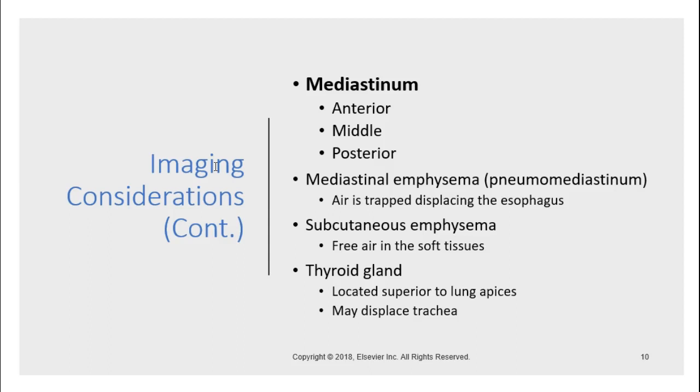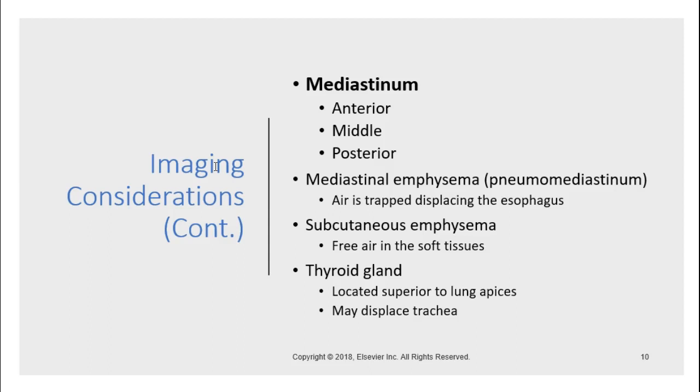Your mediastinum, we talked about what's in the anterior, middle, and posterior, and you can get what's called mediastinal emphysema or pneumomediastinum, where air is trapped and it displaces the esophagus. So you'll see air within the mediastinum. That is not a good thing. A lot of it is because of ulceration, so from reflux or cancer. Well, you'll perforate your esophagus and air will go into the mediastinum.